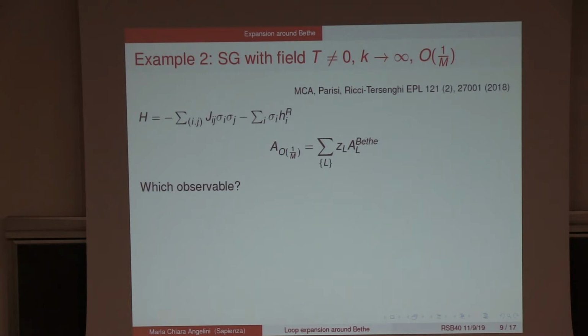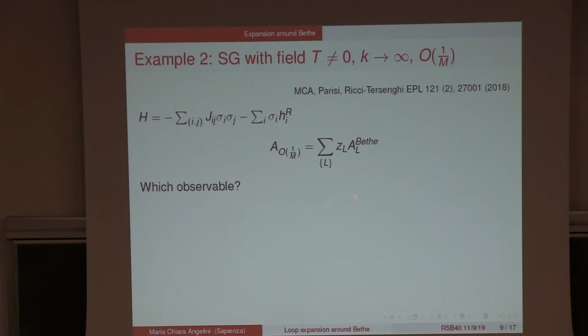But it was really a simple model, so we could look at a more complicated model, and here we are with the SK model, with field at t different from 0, and we computed the loop correction around the Bethe lattice in the limit of the connectivity that goes to infinity. I don't want to bore you with very tedious computations, but I just want to sketch the results.